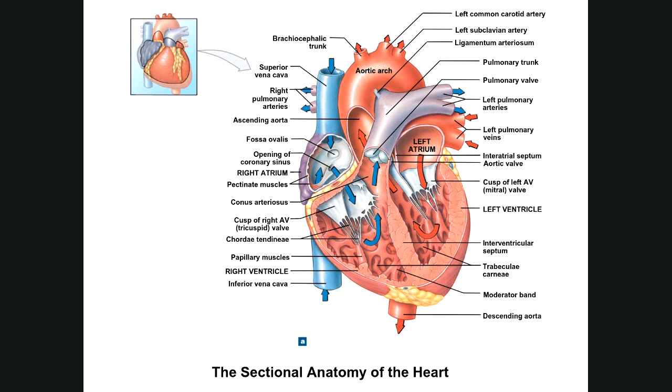And we have 2 semilunar valves that separate the ventricles from the blood vessels. So we have the pulmonary semilunar valve that's in the pulmonary trunk, and we have the aortic valve that separates the left ventricle from the aorta.